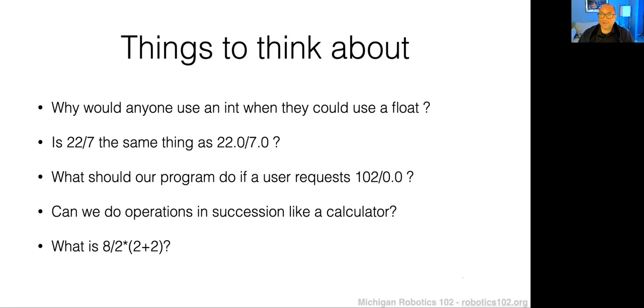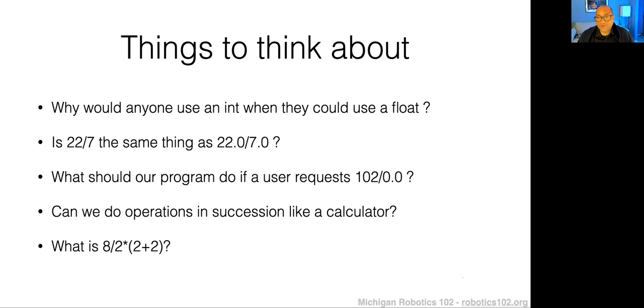Just some things to think about before the next lecture: given everything that we've described, why would anybody use an integer when they could use a float? Obviously we could do more things with the real number line, but there are many cases where people use integers. Why is that? That gives you something to think about. One question you could have while thinking about that is, if we entered in code 22 over 7, is 22 over 7 as integers the same thing as 22.0 divided by 7.0? Mathematically they're the same thing, but does C++ think that?